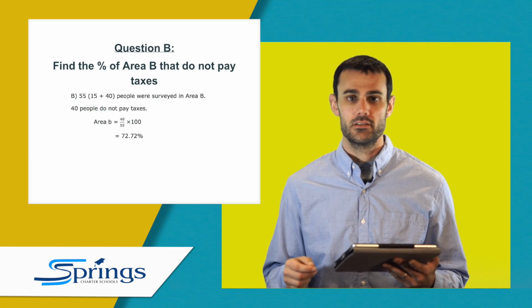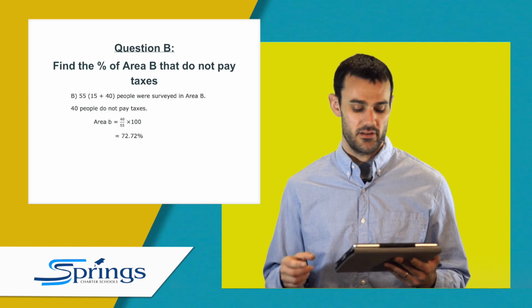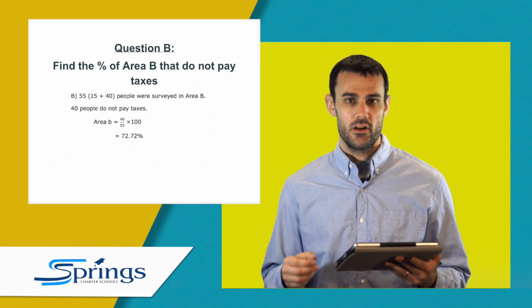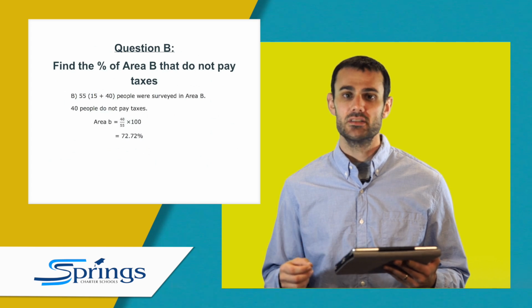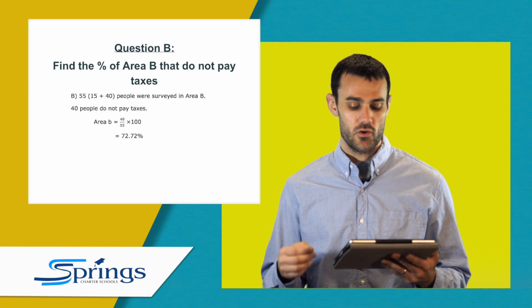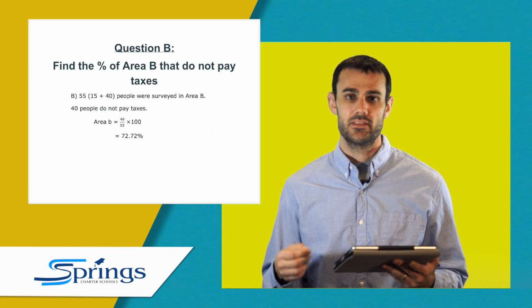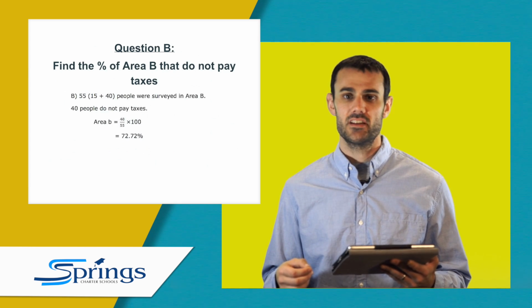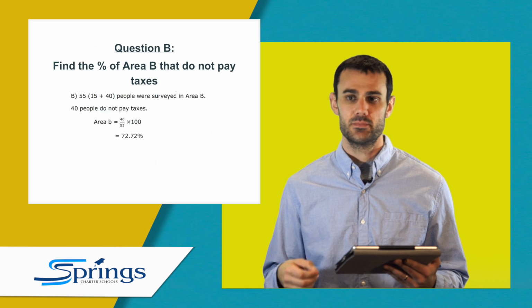So 40 is going to be our numerator on our fraction, and the total number of people surveyed is going to be on the bottom of our fraction. We're going to divide these two and again multiply by 100 to find our percentage to answer our question of who is not paying taxes in the specific area. When we divide and multiply, we find that 72% of people are not paying their income tax in this specific area.